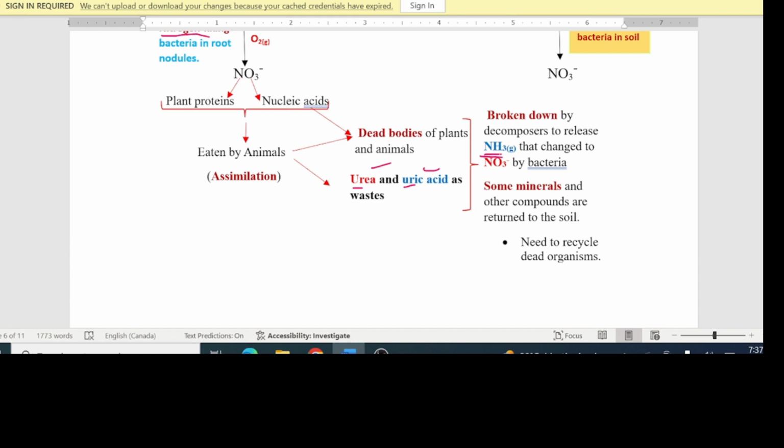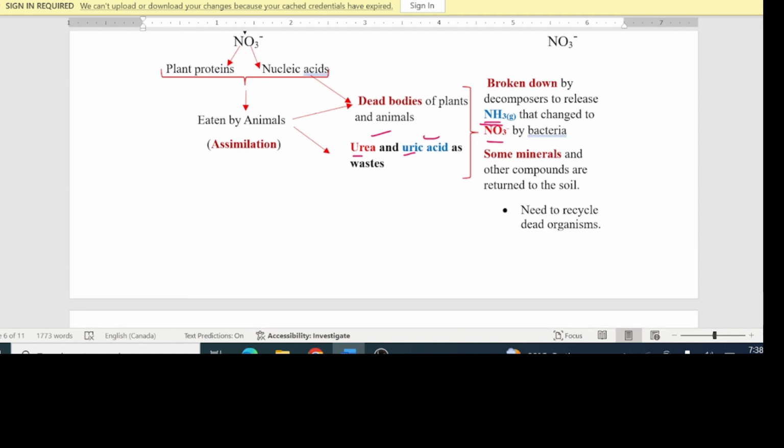Now what will happen now is that the ammonia eventually will be changed to nitrate ions by a set of bacteria called nitrifying bacteria. These are aerobic bacteria that use molecular oxygen from air to change ammonia into nitrate ions.